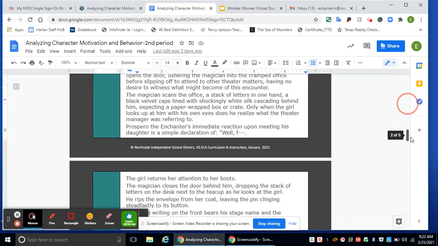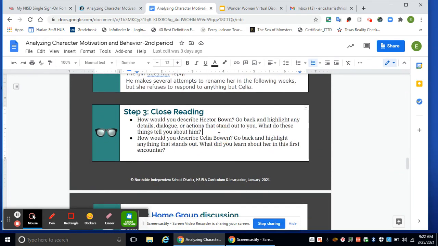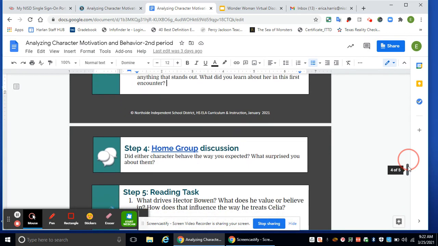Okay, so the next day we go to step three. How would you describe Hector Bowen? Go back and highlight any details, dialogue, or actions that stand out to you, and then answer the question, what do these things tell you about him? And you're going to do the same thing with Celia. Make sure you use two different colors of a highlighter.